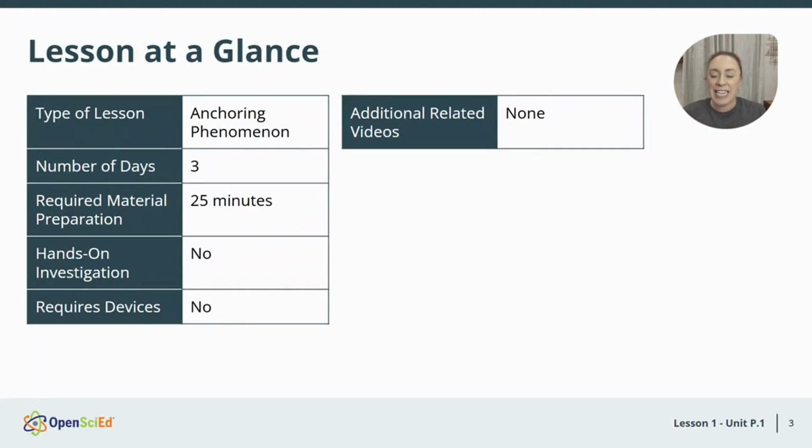This is a 3-day anchoring phenomenon routine lesson. And Lesson 1 of all units, including this first one, is an anchoring phenomenon routine. And we'll get the hang of what this looks like as we become more familiar over time with the OpenSciEd materials. Again, this is 3 days, that's 3 45-minute class periods, and there won't be any additional prep for you as there aren't any hands-on investigations just yet in this first lesson. So you'll just need to do your typical material management for students and your copies and set everything up.